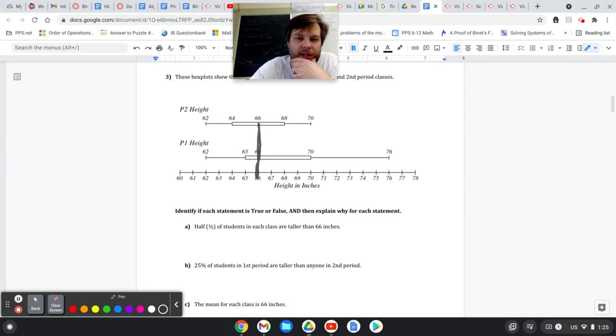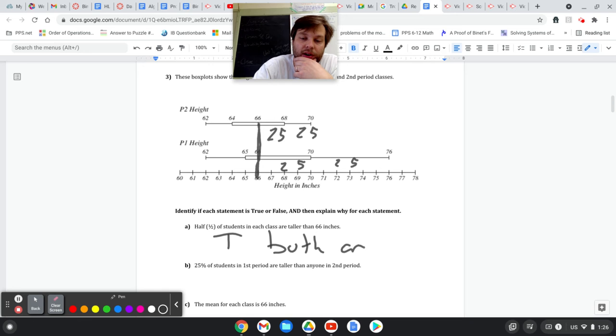And it asks for how many are taller than 66 inches. Well, I've got 25 plus another 25 for period 2, 25 plus another 25 for period 1. So that's true because both are 50% above 66. Or you could say it's true because both have a median of 66.